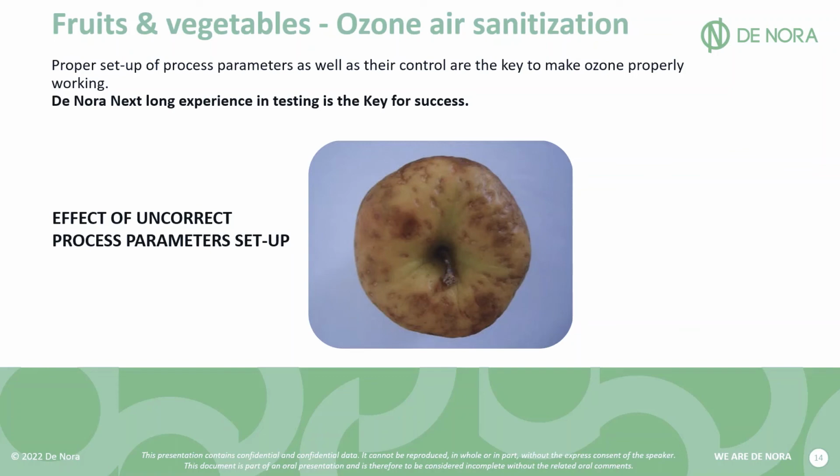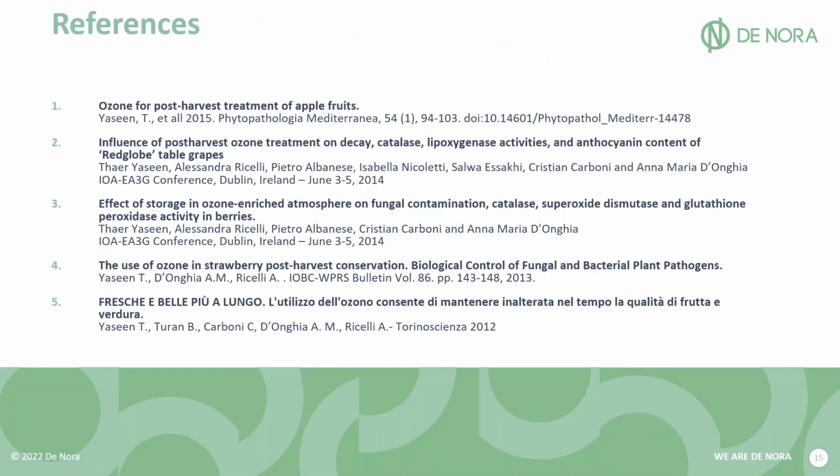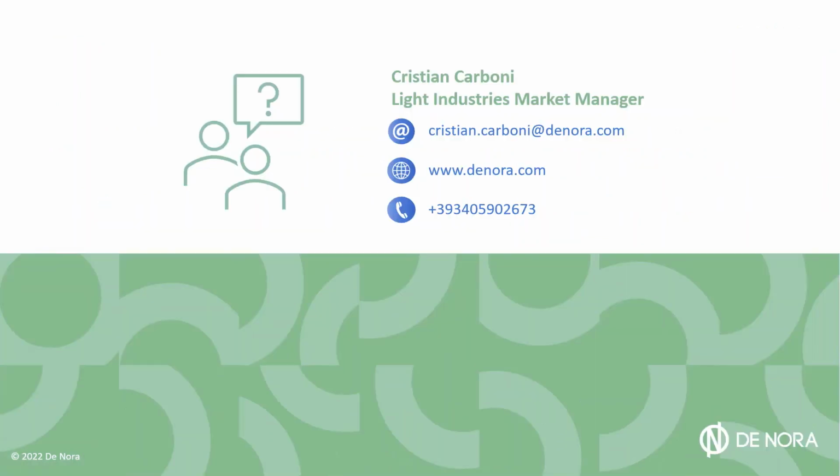I showed you some examples on fruit, but ozone is also used on table grapes, kiwi, melon, orange, pumpkin, pineapples, bananas, and so on. I haven't put a lot of other slides. I put some references in my presentation, but if you have any questions, you can contact me, and I can also give you information about the use of ozone on other kinds of fruits and so on. I thank you for your attention. I'm available for your questions.